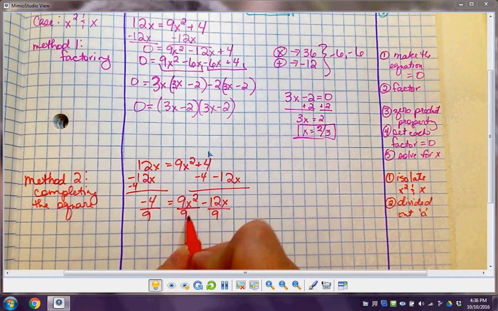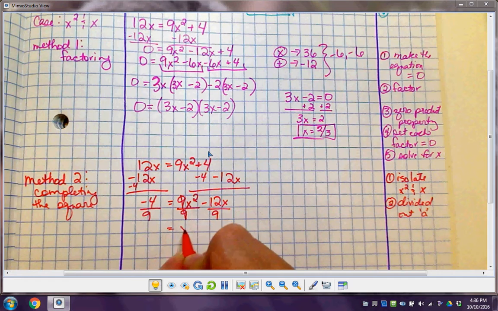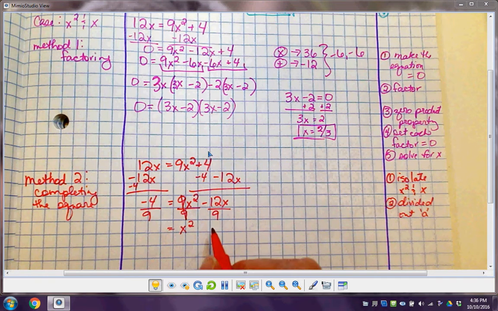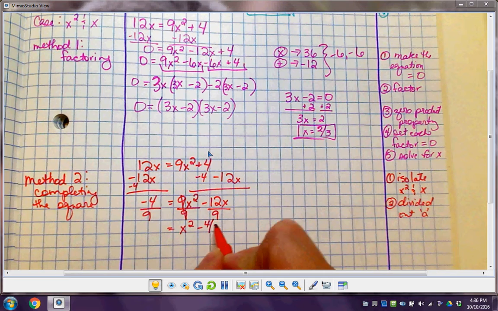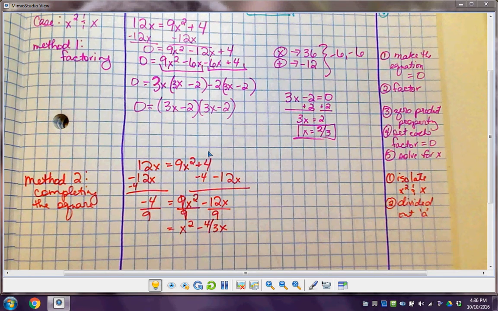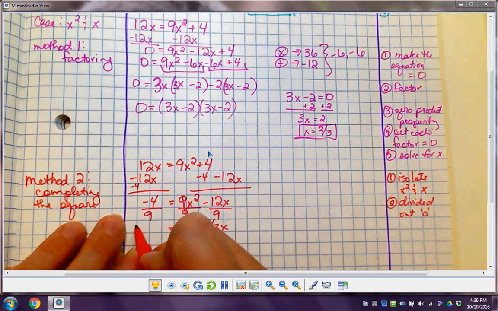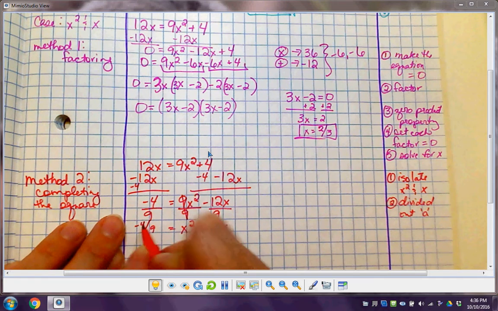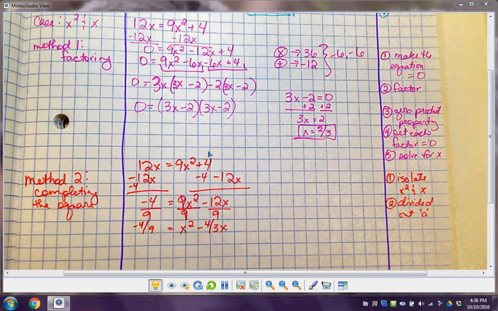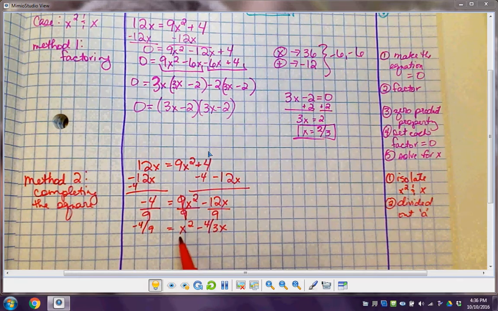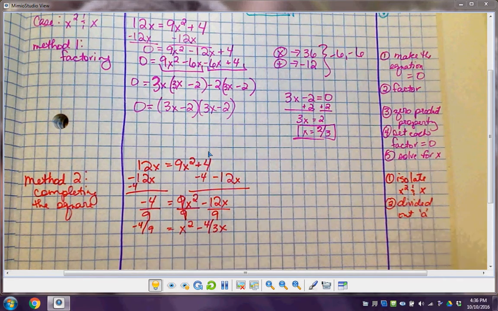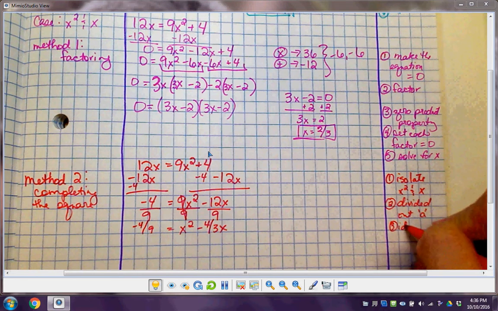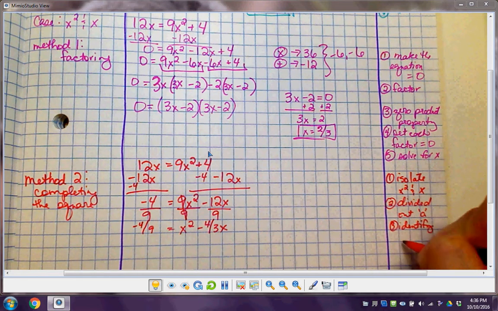So 9x squared divided by 9 is going to be x squared. -12x divided by 9, I'm going to simplify to be -4/3x. And I know y'all hate fractions, but we've got to learn how to deal with fractions, so we're going to do it. All right, so I now have an a of 1, which is good. That's what I wanted. And now I can identify 2b, b, and b squared.